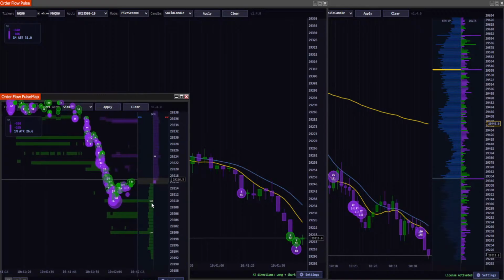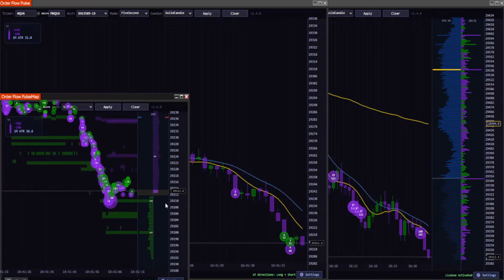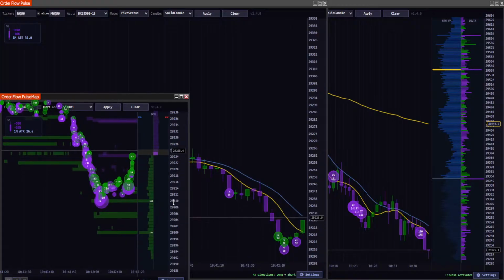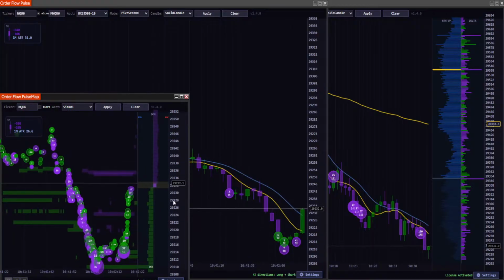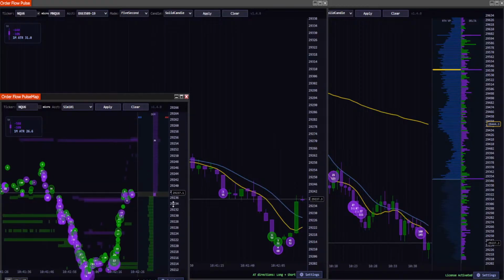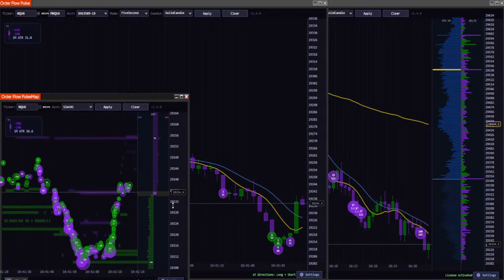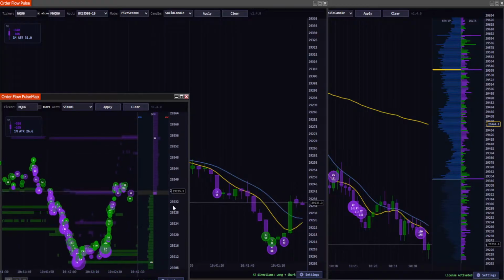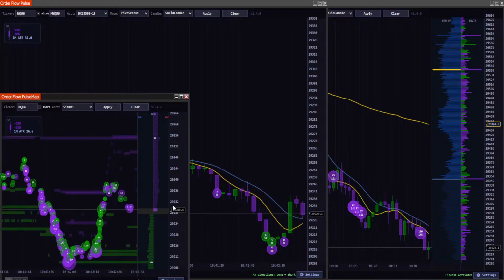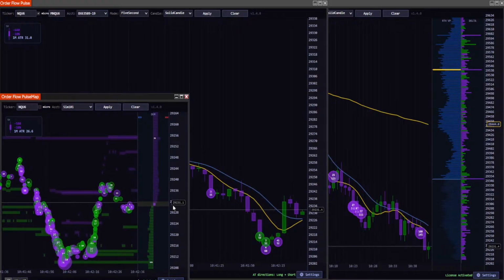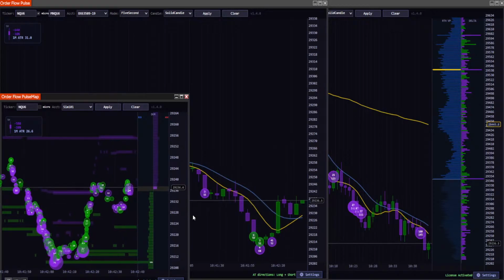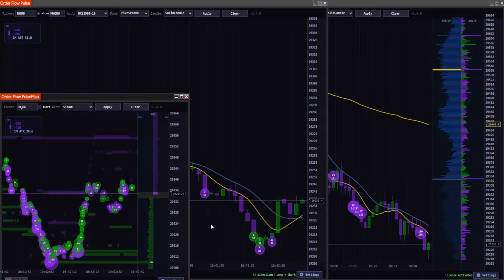Got about 150 sitting on the bid at 210. 160 on the bid at 210. Boy, they came alive, didn't they? It's getting ugly up in here.